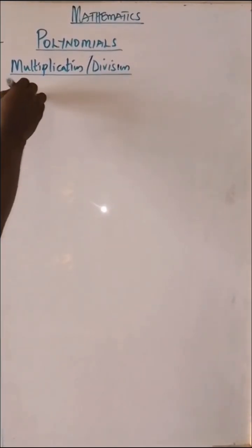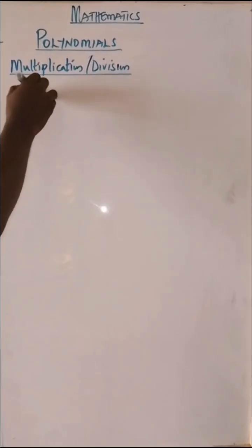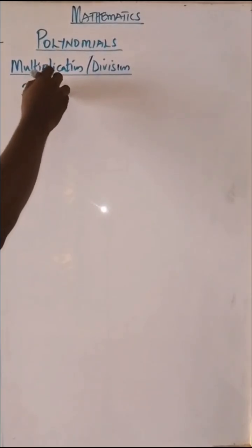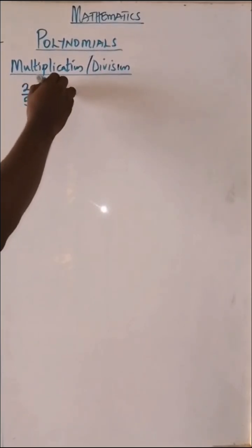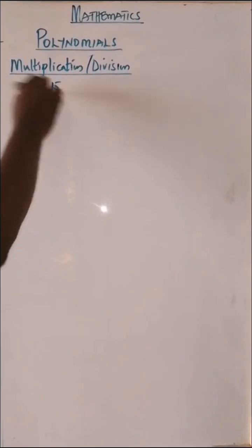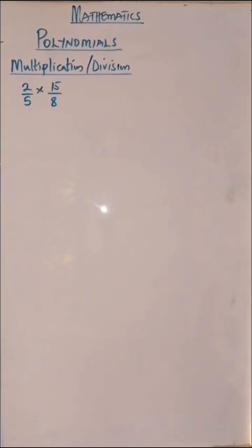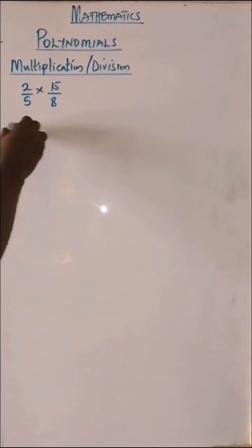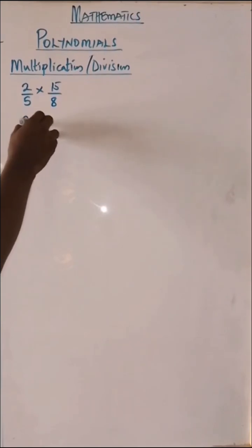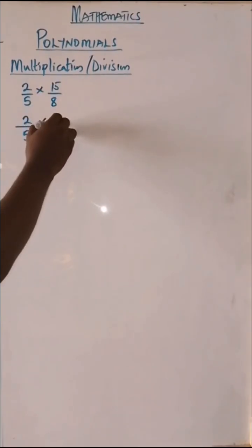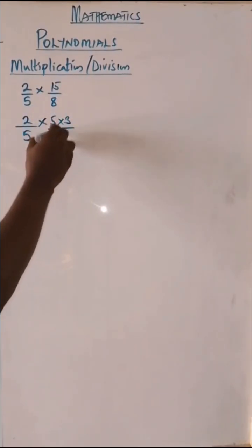Suppose I have 2 divided by 5 times, let's say, 15 divided by 8. So if you want to multiply here, this is what we do. Before you multiply, check. Do we have any of the denominator that will have a common factor with the numerator? In this case, yes. So this is 2 over 5 times. This 15 is actually 5 times 3. And this 8 is actually 2 times 4.